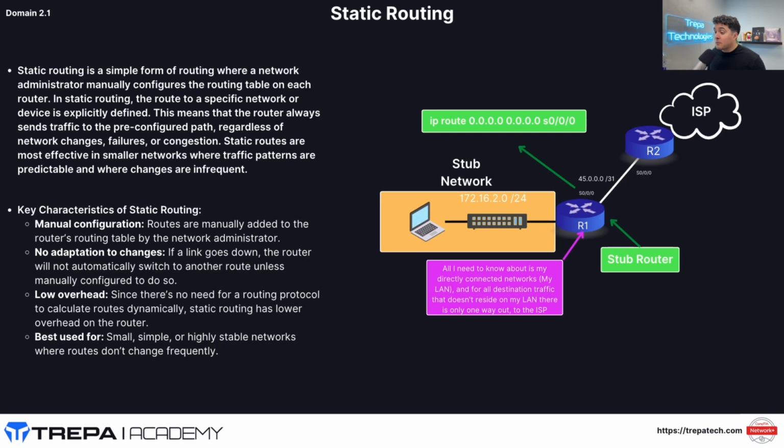There's low overhead, though. There's not CPU and a lot of compute resources involved in static routing, like there would be for dynamic routing. It's best used for those small, simple, and highly stable networks where routes don't change frequently, and the best example of that is like a stub network. A stub network is when a router has no downstream routing neighbors, meaning it's simple, it's what you have at your house, it's what I have in my small business. I have my router, on one side is my ISP connection, on the other side is my users, and that's it. So one static route will do for that.